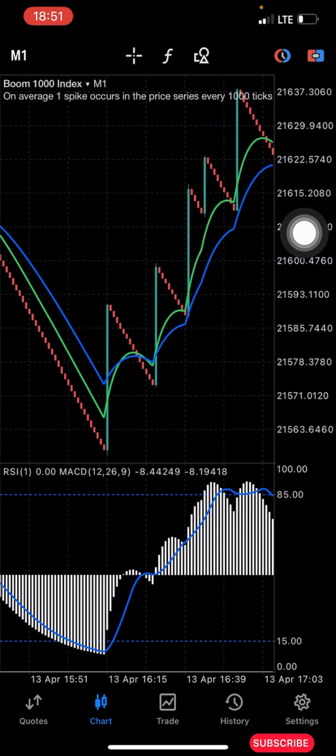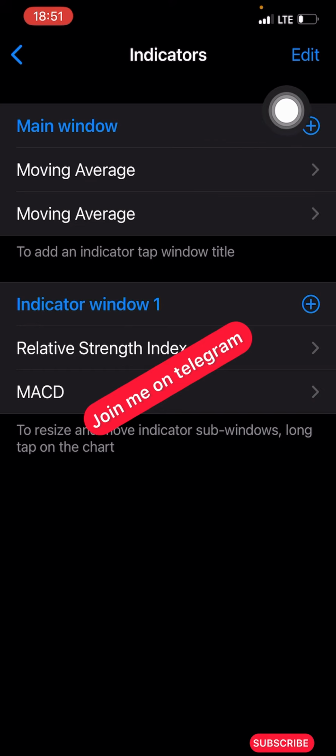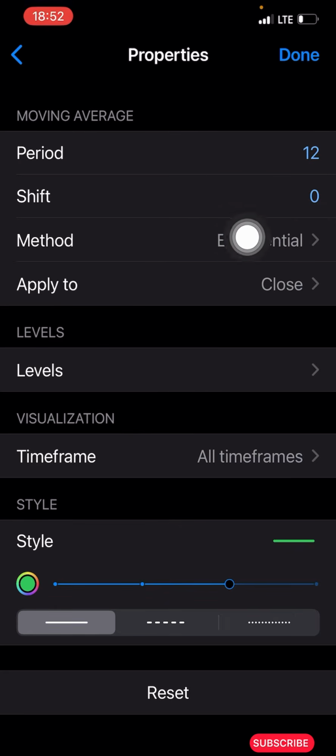Okay, so the first thing we have to do here is to click on this F icon here. After clicking on that, we are going to be adding the moving average, which is our first indicator here. Alright, so you click on this plus icon. Alright, you search for your moving average. Alright, so these are the properties for this one. The period is 12, shift is 0, method is exponential, apply to close. The level, you leave it as it is. Time frame is all time frame. The style, you make it color green, 3 pixel, and you click on done.